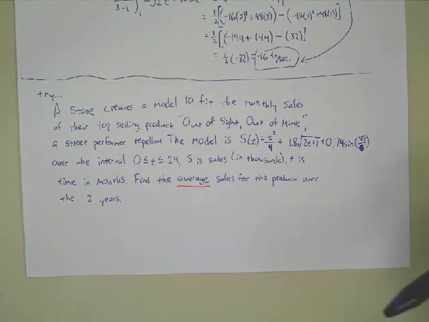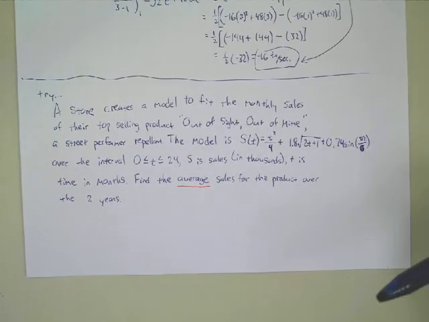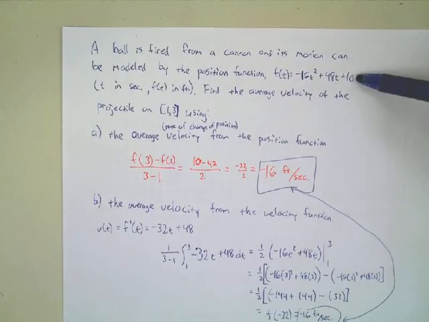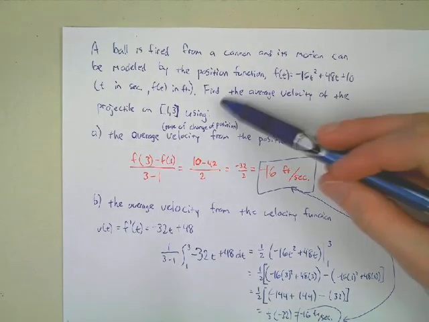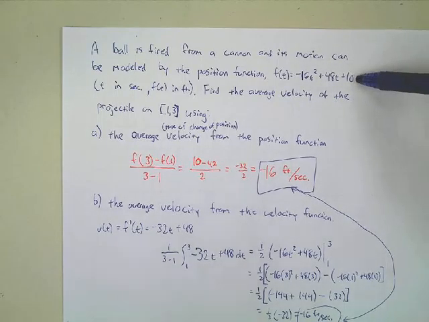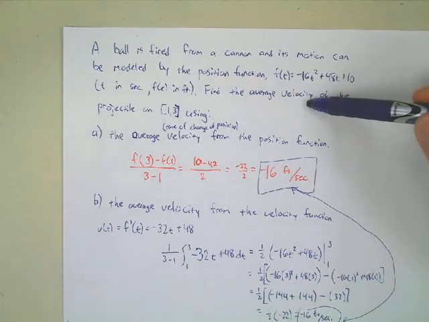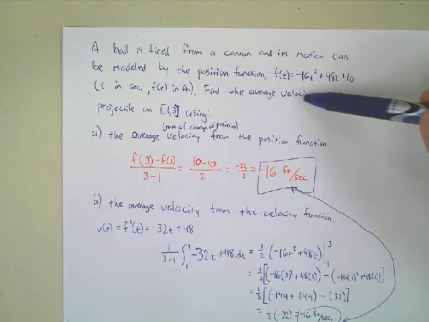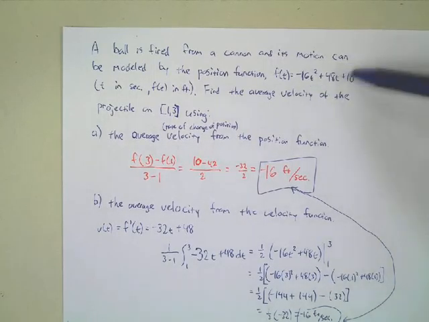Just like up here, I gave you a position function and I wanted you to find the average velocity. Well, velocity is the rate of change of the position. So instead of saying average velocity, I could have just said average rate of change of position, which means we need the average rate of change formula. Alternatively, since I have the position function, I could take the derivative to get the velocity function. Follow me so far?